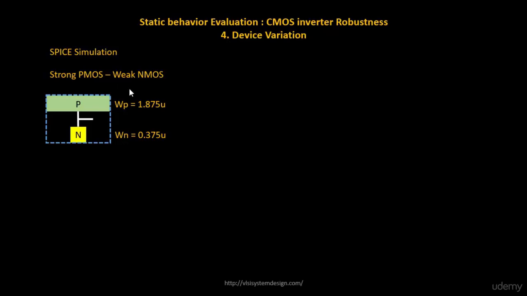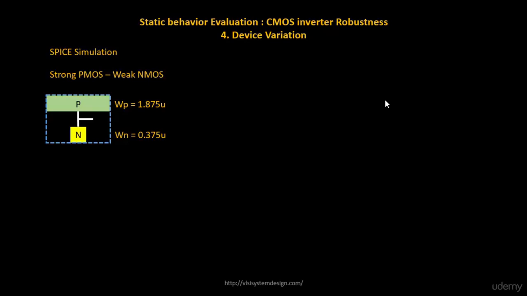Let me take a minute to explain what a strong PMOS and a weak NMOS are. When I say strong PMOS, it is the least resistant PMOS, so the PMOS is wider in size. The size of the PMOS is 1.875 micron. It's the widest possible PMOS available, and as a result, it has the least resistance, providing a low resistance path for your output capacitance to charge.